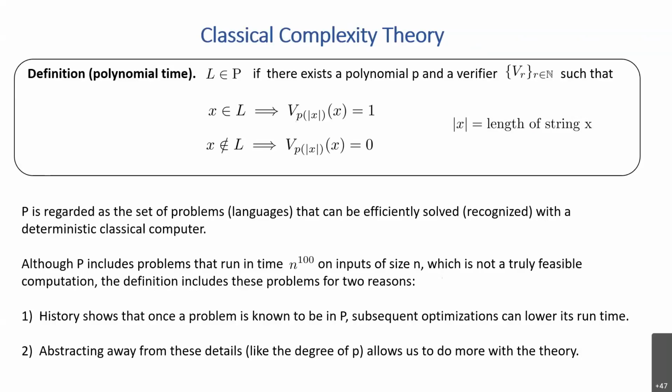But there are two justifications for this definition. Once a problem is known to be in P, subsequent optimizations can often lower its runtime. So maybe you start with n to the 100, but then people work on it and bring down that exponent. But also remember, we're trying to make precise statements about extremely difficult to solve problems. And so abstracting away from these details, like just saying the degree is allowed to be any constant, allows us to make more progress with the theory.